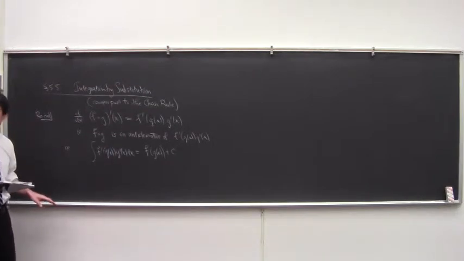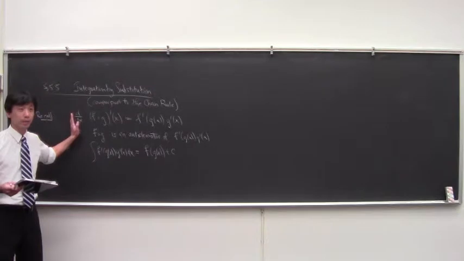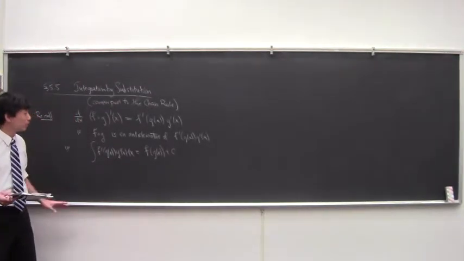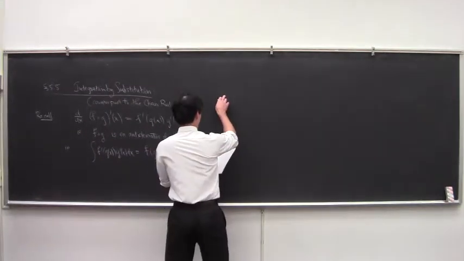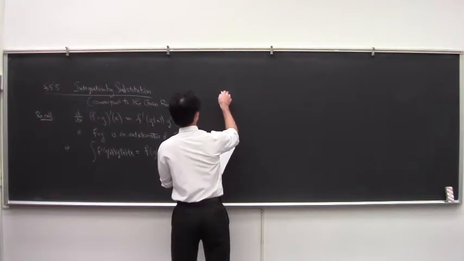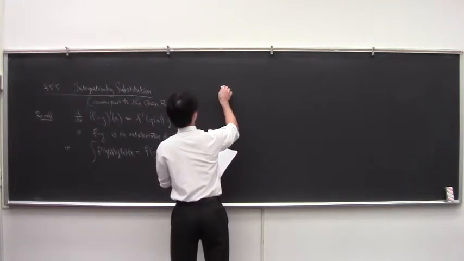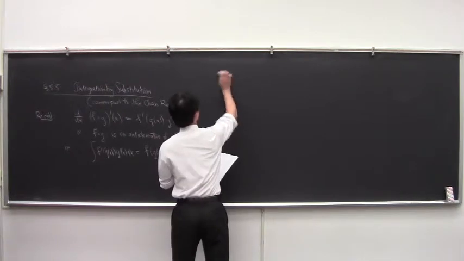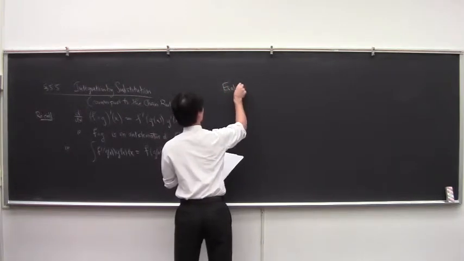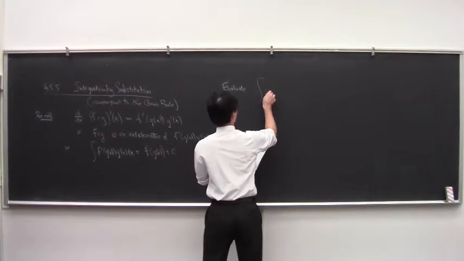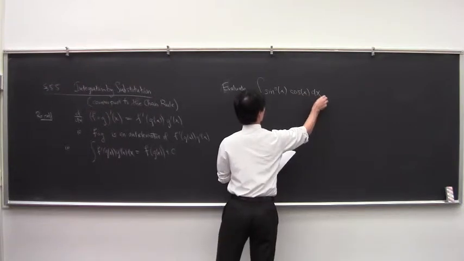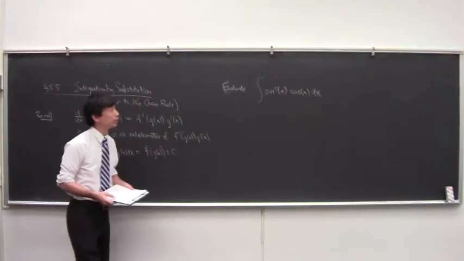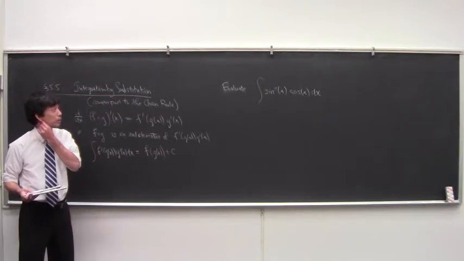Right, so is everyone all right? We've just written the same thing three times. It may look different, but it's the same thing. So now here's the example. Suppose somebody says find the antiderivative, evaluate sine cubed x cosine x dx. So find the antiderivative of sine cubed x cosine x dx.